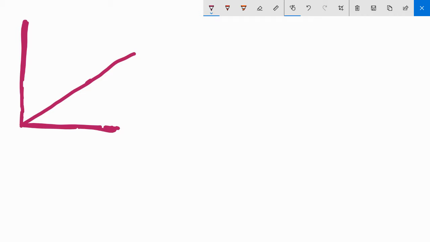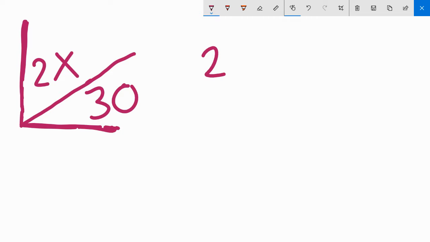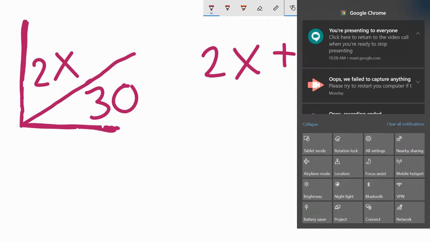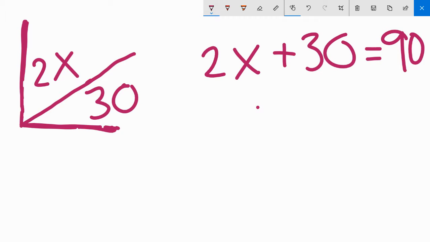Okay, so let's say we had two complementary angles. If one of the angles was 30 degrees and the other angle is 2x, the equation that we would write for this problem would be 2x plus 30 equals 90 because they are complementary angles. Okay, so the sum of the two angles equals 90.